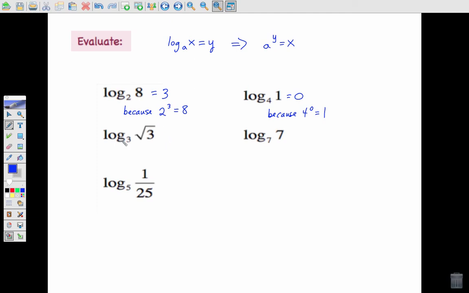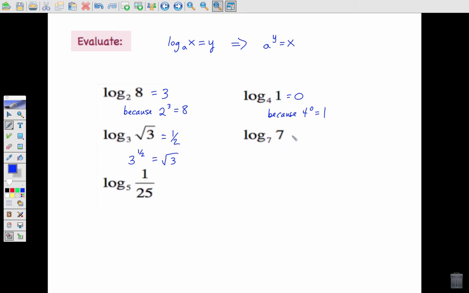Okay, so all we're doing is rewriting these in exponential form to find the solution. Okay, let's look at log base 3 of the square root of 3. So what this is asking is 3 to what power equals the square root of 3? So the answer here is going to be 1/2, because 3 to the 1/2 power is the square root of 3.